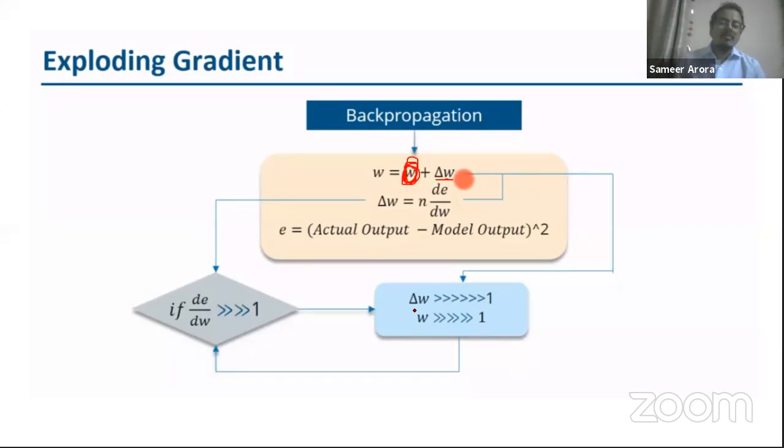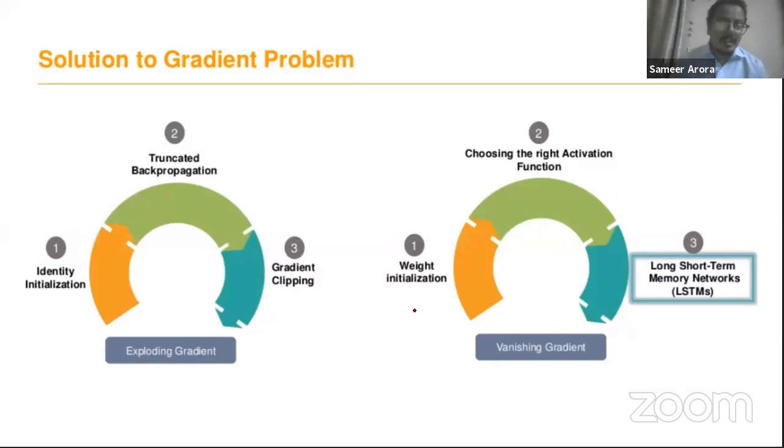So how can we remove these problems? There are three different solutions available for each of the vanishing gradient and exploding gradient. For the exploding gradient, we can identify initialization, truncated backpropagation, and gradient clipping. The most commonly used is truncated backpropagation. We divide our input data into different batches after identifying their pattern. We run the RNN model separately on each and every batch of the input data. So we can reduce such a problem.